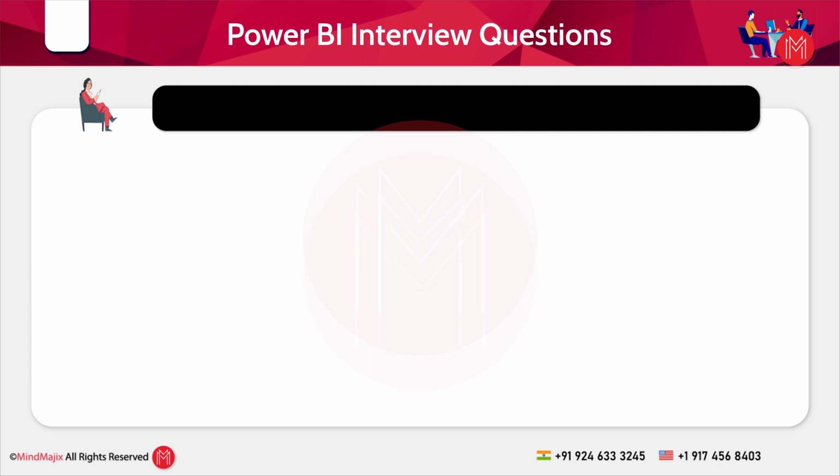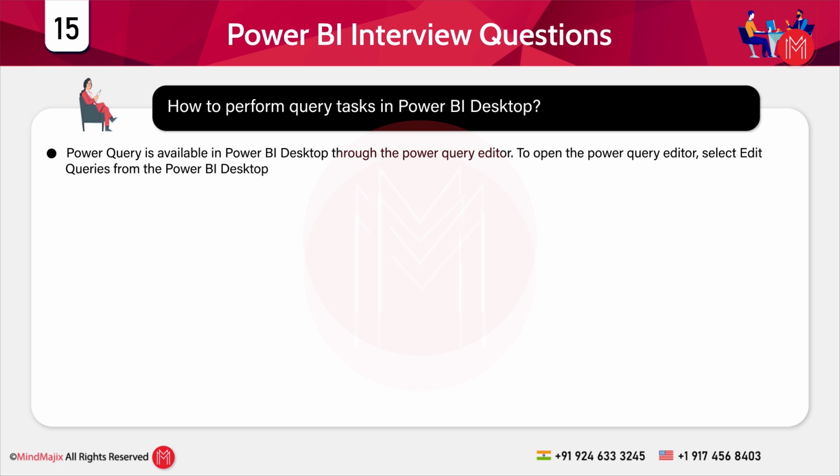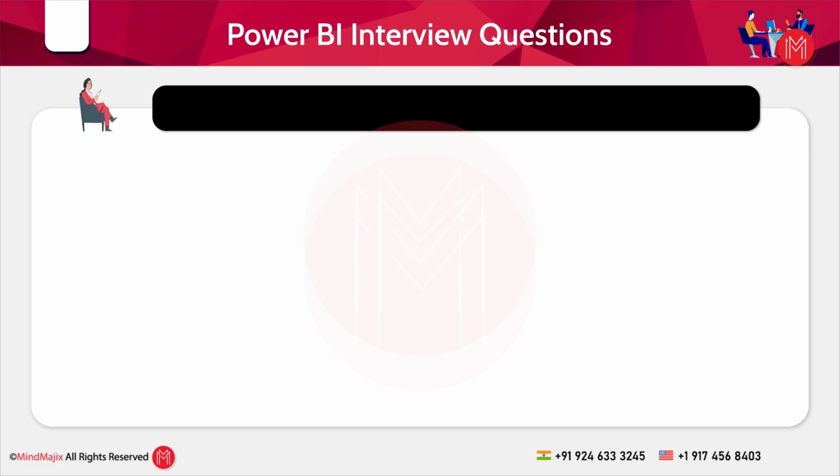The next question is how to perform query tasks in Power BI Desktop. Power Query is available in Power BI Desktop through the Power Query editor. To open the Power Query editor, you can select Edit Queries from the Power BI Desktop Home tab. And the ribbon in the Power Query editor consists of 5 tabs: Home, Transform, Add Column, View, and Help.